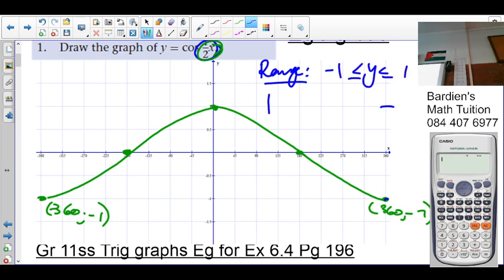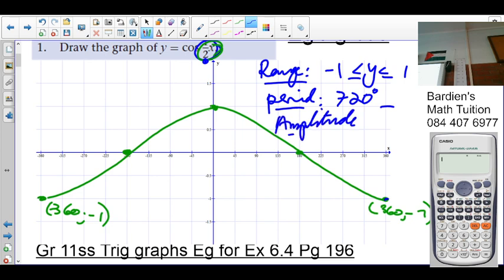What is the period of this graph? The period is the time taken to complete one full cycle. So the period of the cosine graph is 360. You say 360 divided by a half is going to give you 720 degrees. Okay. What is the amplitude?